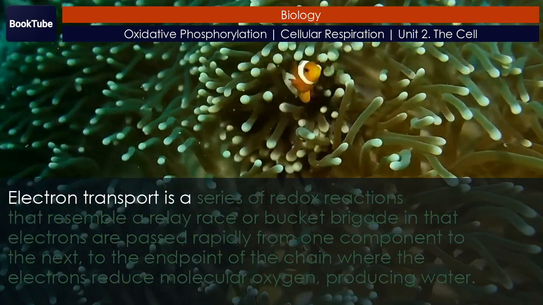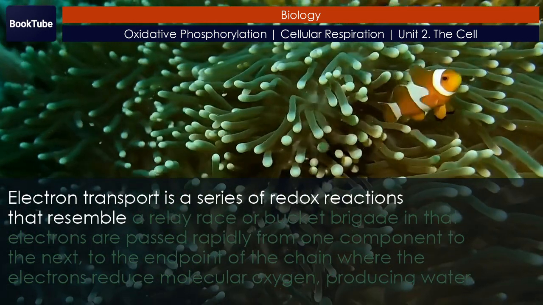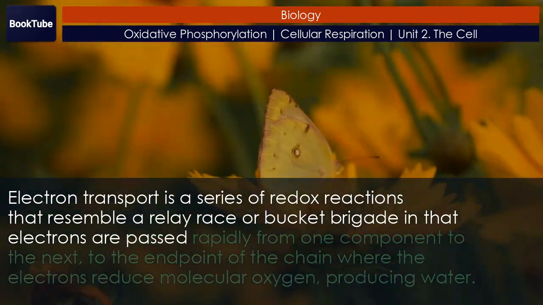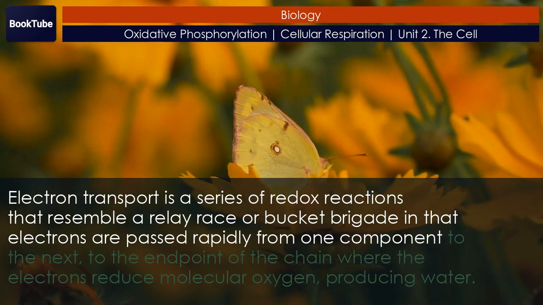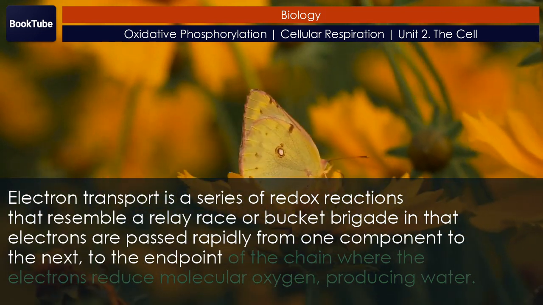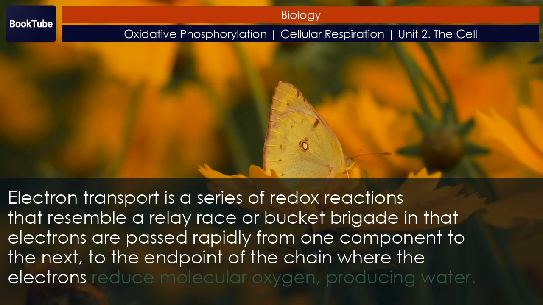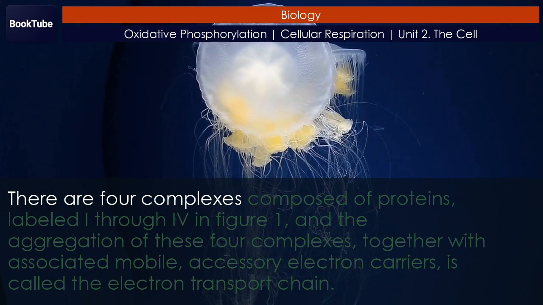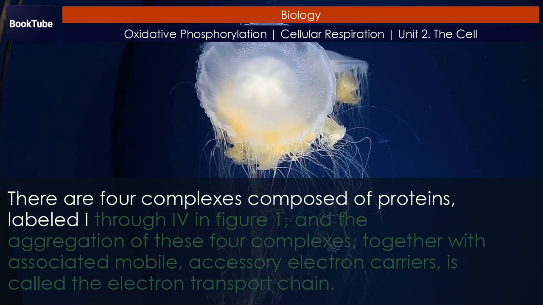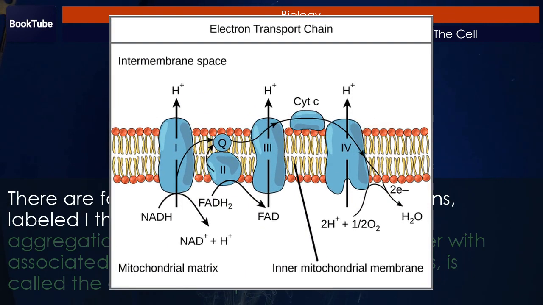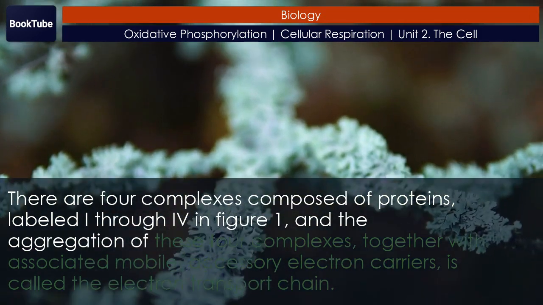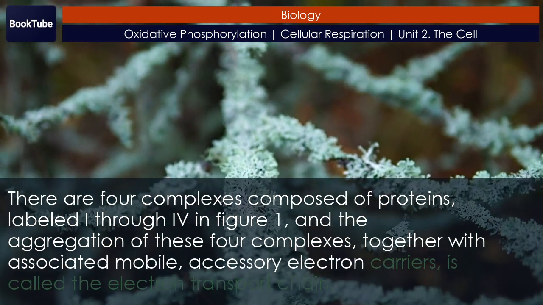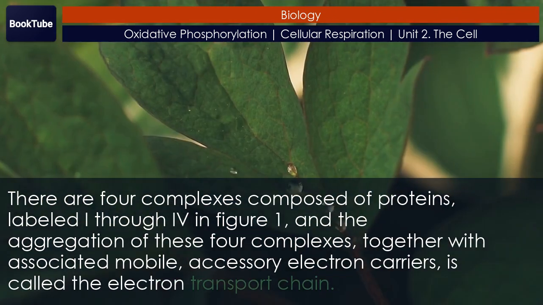Electron transport is a series of redox reactions that resemble a relay race or bucket brigade in that electrons are passed rapidly from one component to the next, to the endpoint of the chain where the electrons reduce molecular oxygen, producing water. There are four complexes composed of proteins, labeled I through IV in Figure 1, and the aggregation of these four complexes, together with associated mobile, accessory electron carriers, is called the electron transport chain.